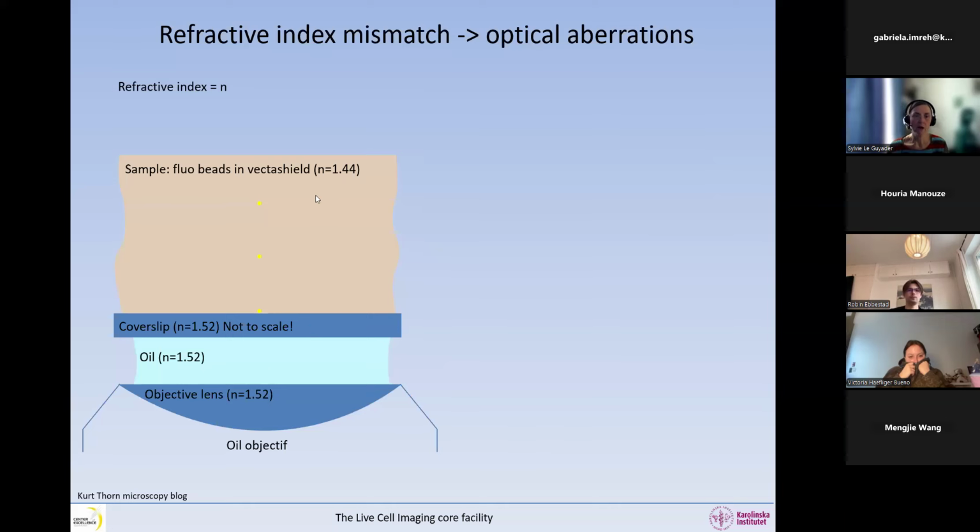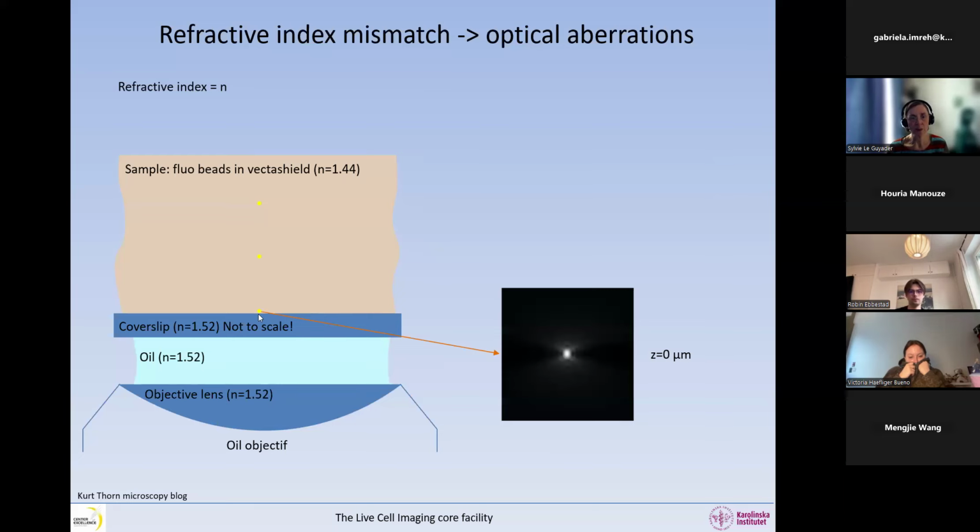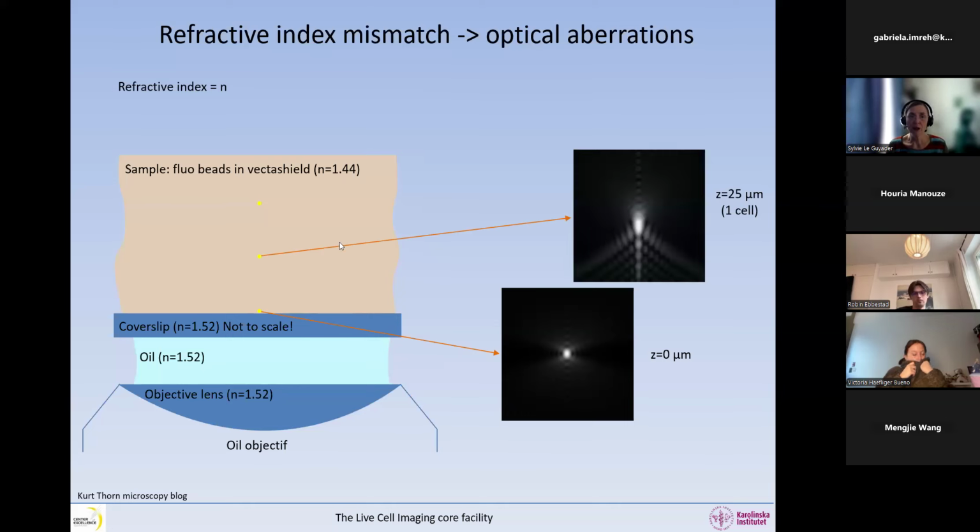Okay, so what are the consequences? When we are imaging this bead, which is stuck on the cover slip, this is why we keep on hammering: you need to put your sample directly against the cover slip. When we're imaging this bead, fine, we get a nice point spread function. If we're imaging this bead that is a little bit further away inside the sample, further from the cover slip, oh, trouble. And now we're talking about only 25 microns away from the cover slip.